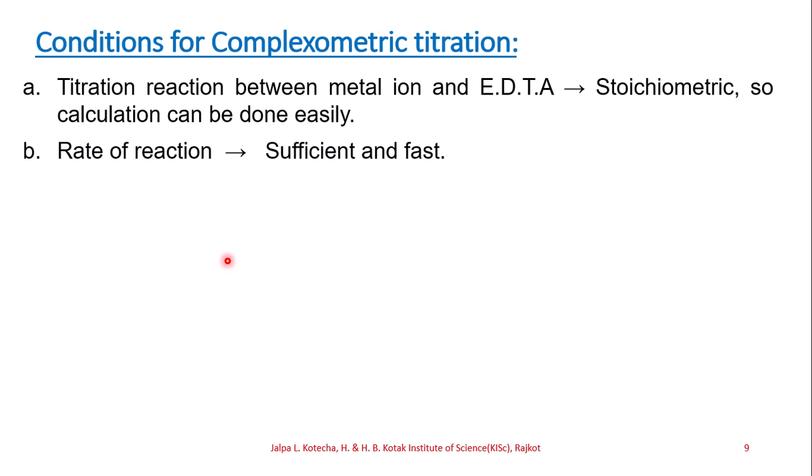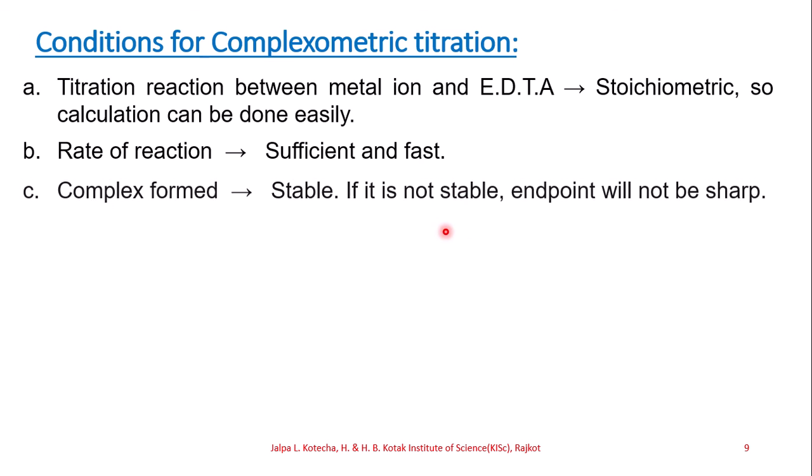Second is the rate of reaction, that is the speed at which the reaction takes place. It should be sufficient and fast. What does this indicate? It indicates that the reaction should not be over titrated or under titrated. That means it should give the color change fast and sufficiently. The reaction should complete.